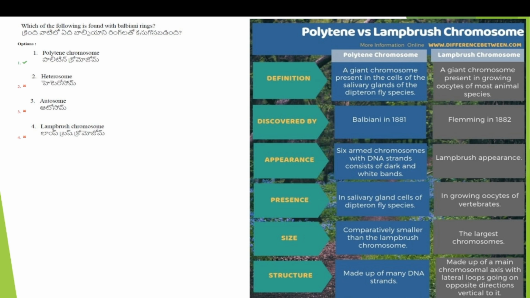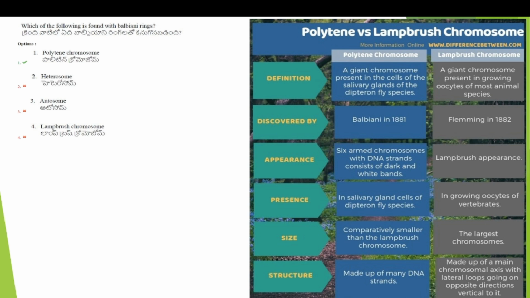Presence: polytene chromosomes are present in salivary gland cells of Drosophila species, whereas lampbrush chromosomes are present in oocytes of vertebrates. Size: polytene chromosomes are comparatively smaller than lampbrush chromosomes. The largest chromosomes are lampbrush chromosomes.